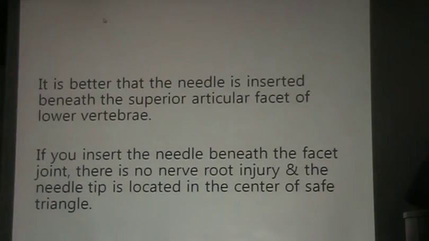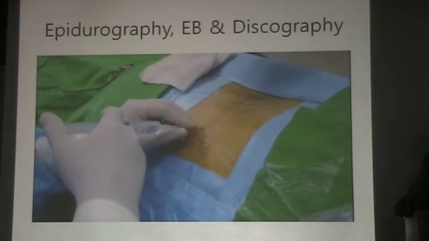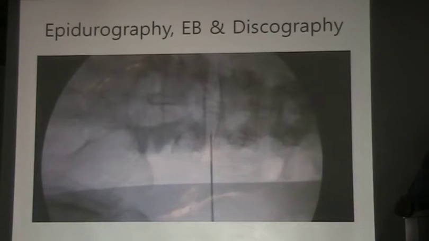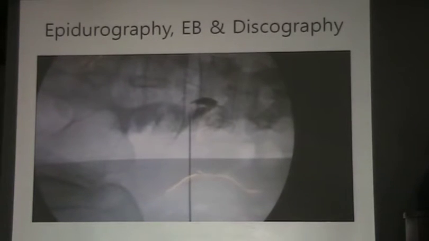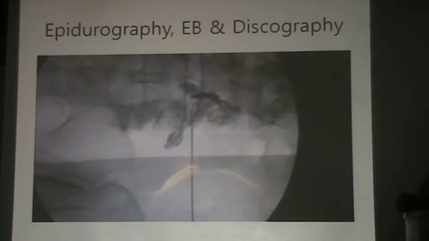And it is better that the needle is inserted beneath the superior articular facet of the lower vertebra. If you insert the needle beneath the facet joint, there is no root injury at all. And the needle tip is located in the center of the safe triangle. Epidurography, epidural block, then discography. You can see the same triangle, the exiting root, epidural block, like this.